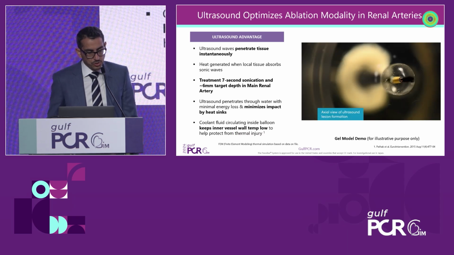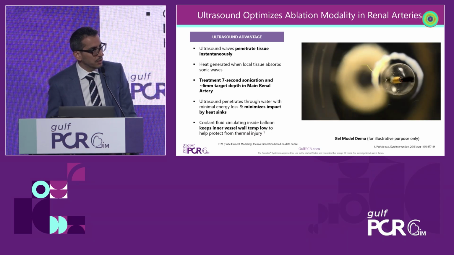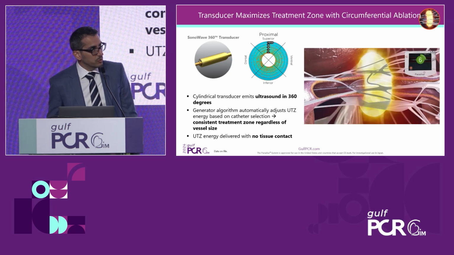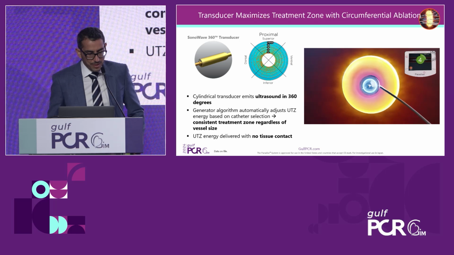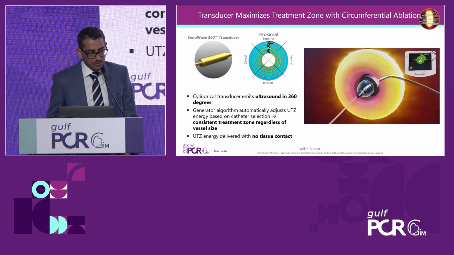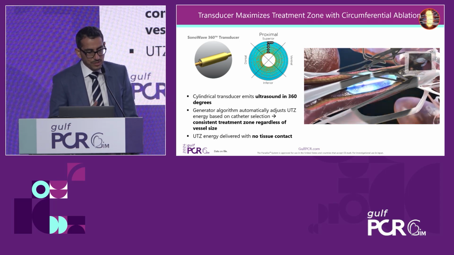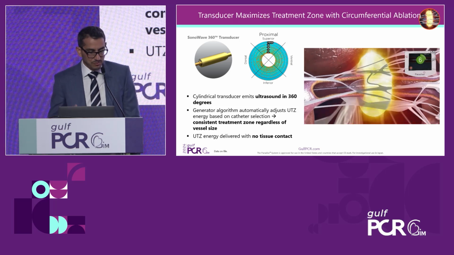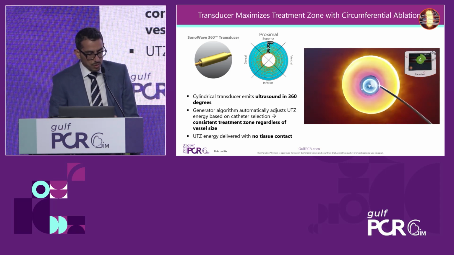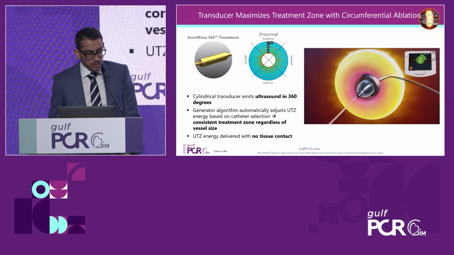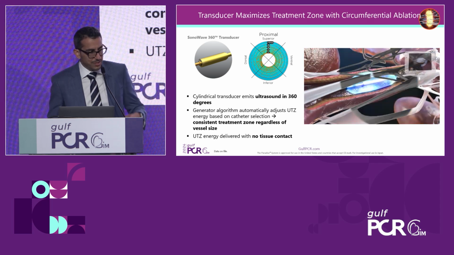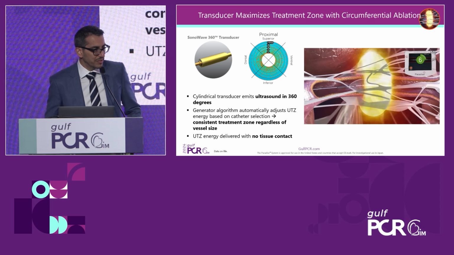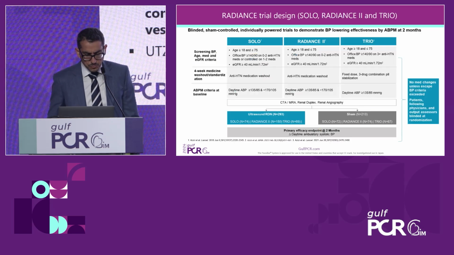So, as mentioned, the coolant basically allows the protection of the inner lining of the vessel. The transducer gives that 360 degree, and then the generator itself has an algorithm to automatically adjust the energy based on the catheter selection, which is based on the size of the vessel itself. So one part that's different than when talking about the RF ablation is that you're going to pick your balloon sizes, so you really need to know the size of the vessel that you're going to be ablating.